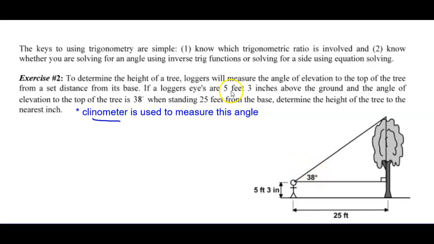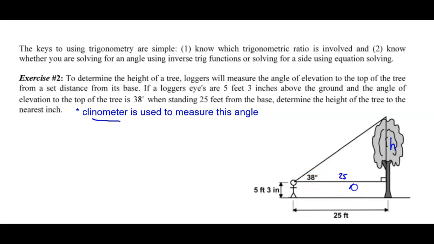So if the logger's eyes are 5 feet 3 inches above the ground and the angle of elevation is 38 when standing 25 feet from the base, determine the height of the tree. All right, so I'm going to put an H here for height of the tree. I don't know it, okay? But what I do know is that this distance between the person and the tree is 25 feet. It's 25 feet on the ground, so it's also 25 feet horizontally from eye to trunk, from eye to tree trunk. So I'm looking at this diagram now, and I've got this here, this 25 next to the 38-degree angle.